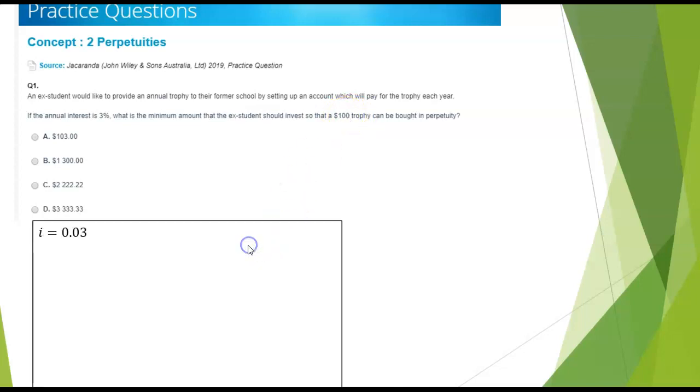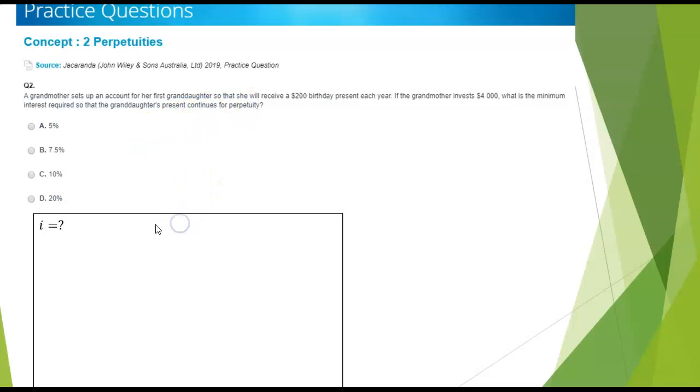So here's our working. I equals 3% expressed as a decimal. M is $100, and we're trying to find A. So here's our formula. A equals M on I. 100 divided by 0.03 gives me $3,333.33. And I can see that is the answer D. And so my answer is answer D.